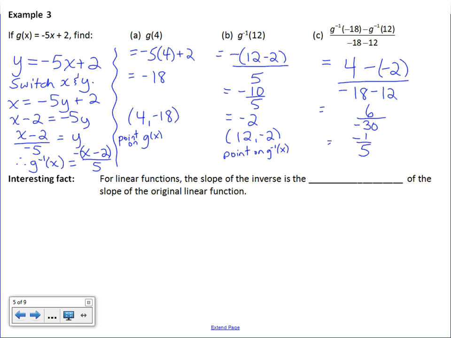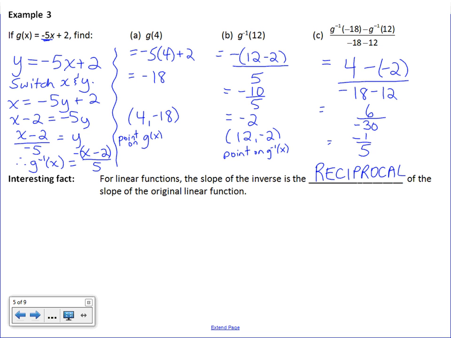I wanted to end today on an interesting fact. For linear functions, the slope of the inverse is the blank of the slope of the original linear function. Yeah. Isn't that neat? Because the original linear function there, the slope was mx plus b, right guys? Negative 5, and my slope here is negative 1/5, the reciprocal. Not negative reciprocal, just reciprocal.